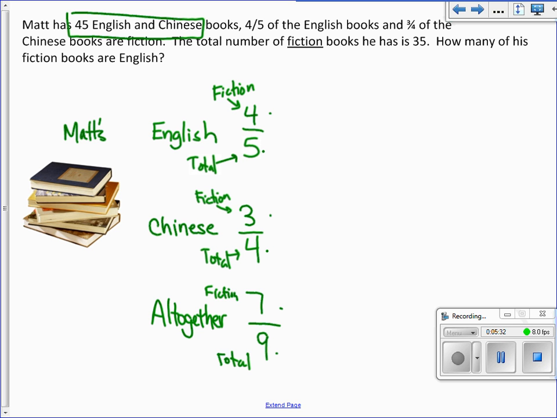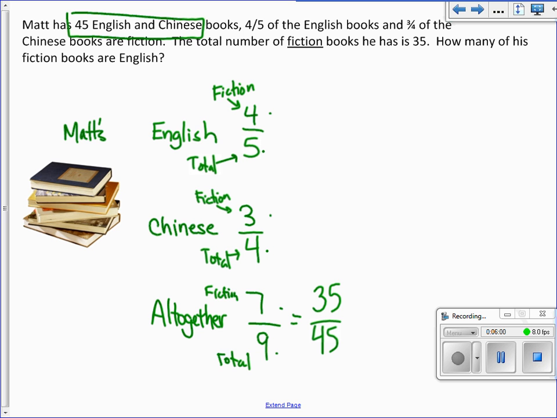All right, but this can't be right, because we know he doesn't have 9 altogether. We know he has, how many altogether? 45. We know he has 45 altogether. What do we know about the fiction altogether? He has 35. We know that he has 35 altogether.